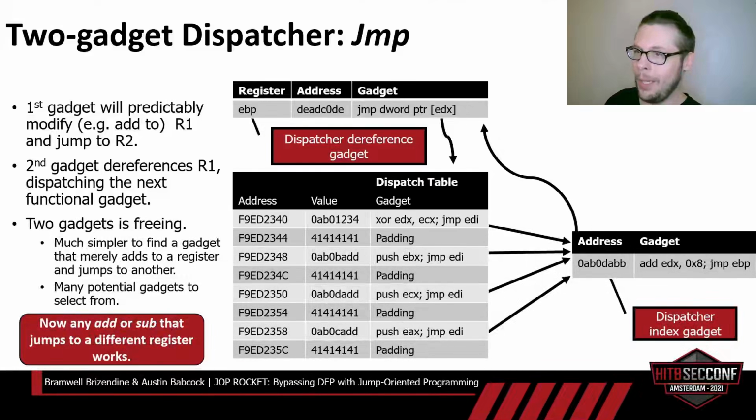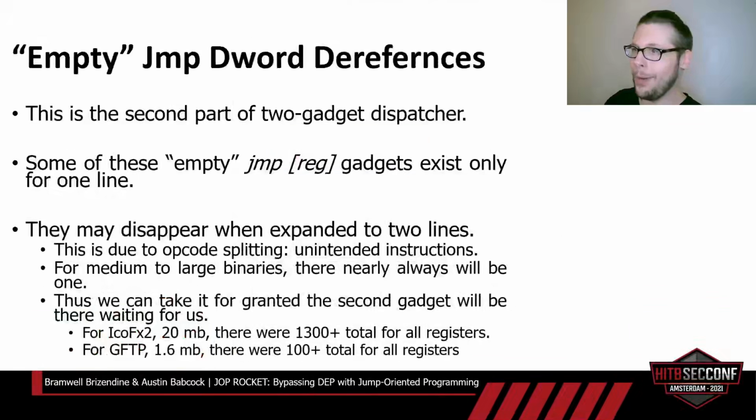And you may be thinking, well, what if we don't have that other dereference gadget? Well, guess what? You probably do. Because another thing I implemented was what I call empty jump dereferences. So in this case, it looks just for a single line. So FF whatever, a jump to a particular line. And these are actually very, very plentiful.